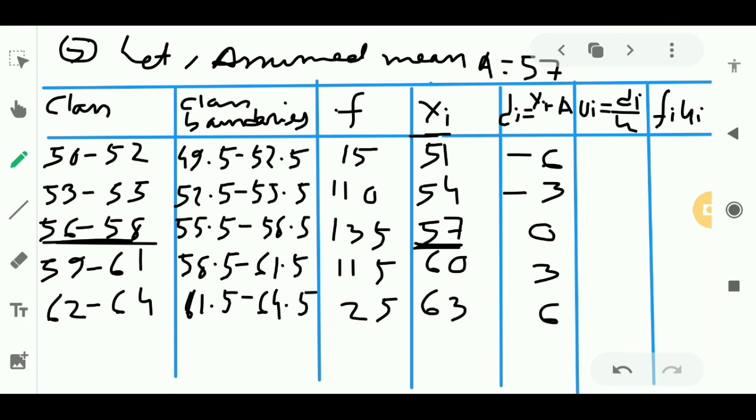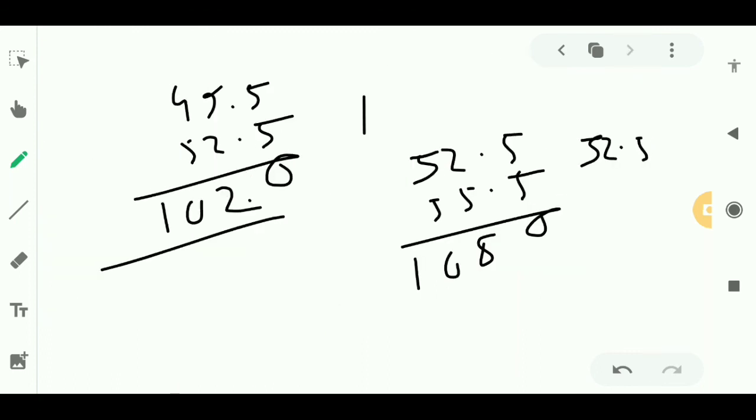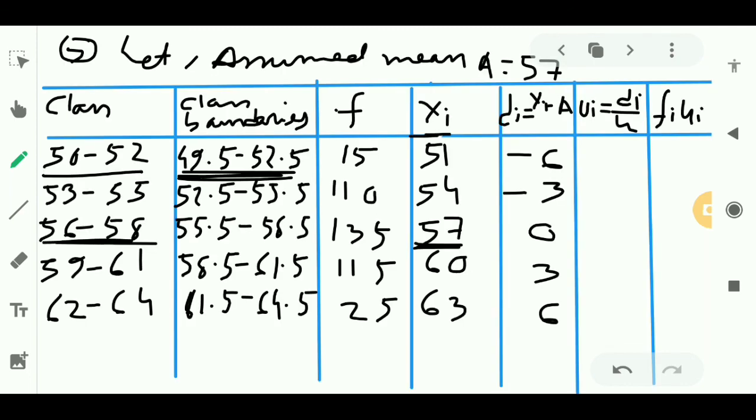Now ui means what? Di by h. H will be the class size. Here we look at the class boundaries. If you subtract the lower limit from the upper limit, 52.5 minus 49.5, you will get 3.0, which means 3. So that is the class size. You can see the other class boundaries also, the same 3 will come. So you have to divide each di by 3. Minus 6 by 3 means minus 2. Minus 3 by 3 means minus 1. Then 0, 1 and 2.